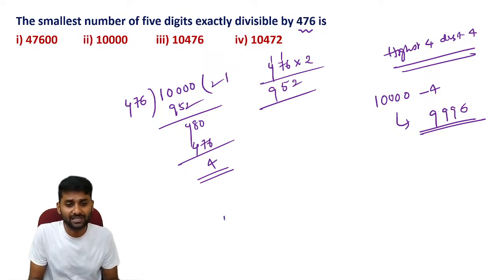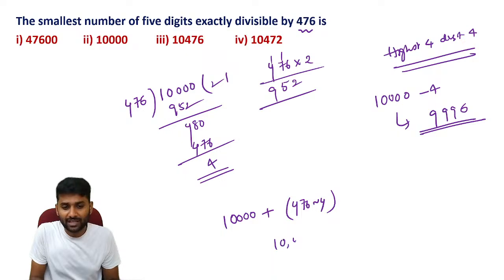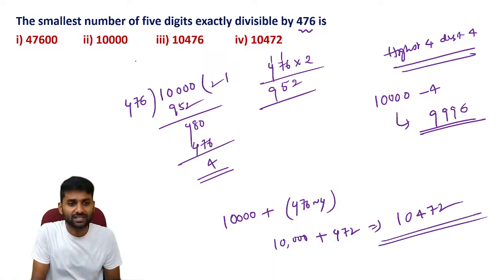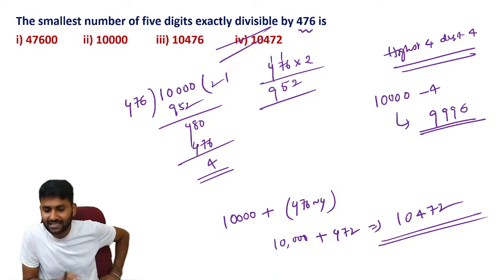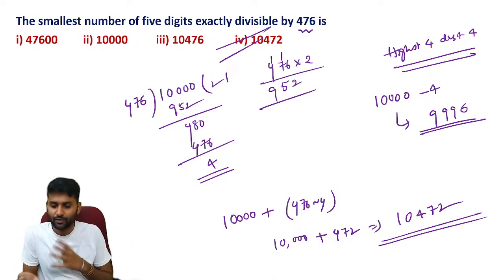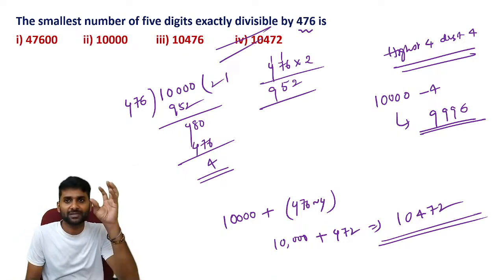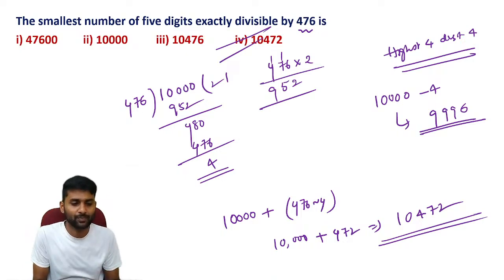But here the question asks for the smallest 5 digit number which is exactly divisible by 476. I told you in the last session also, you have to find the difference between divisor and remainder. So 10,000 plus 472 is equal to 10,472, the correct answer. See, if you want to subtract, subtract the direct remainder value. But if you want to add, find the difference between divisor and remainder. Remember this point.